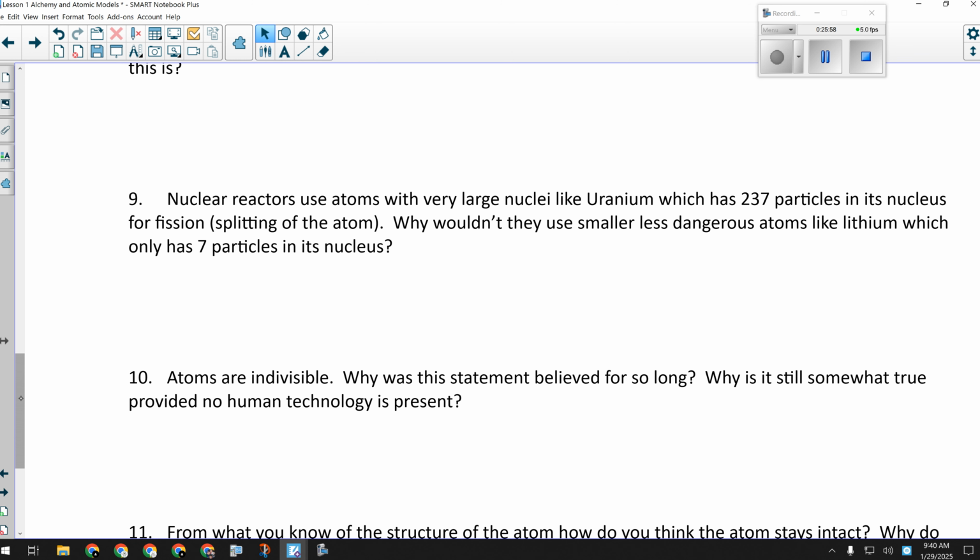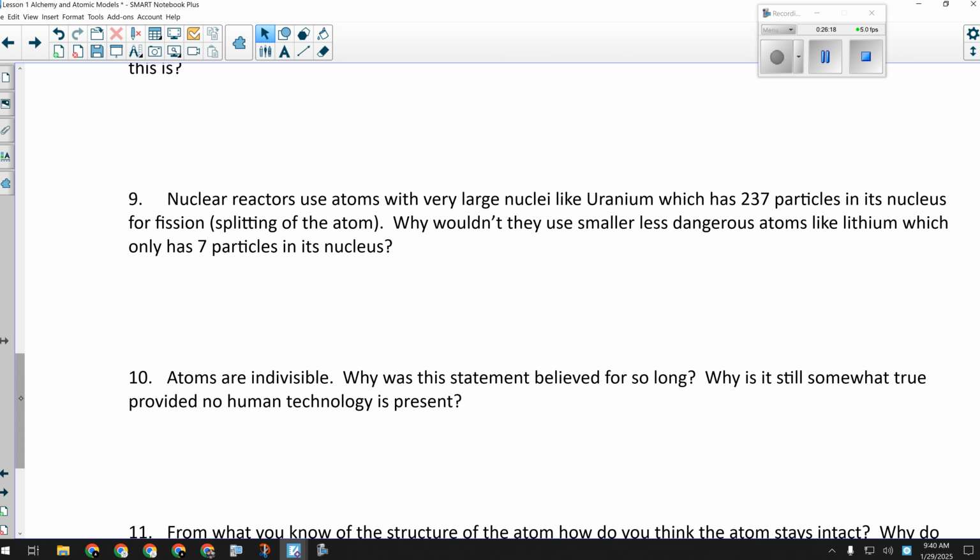You would definitely want to use a giant atom like uranium, that has 238 particles in the nucleus, versus an atom of lithium that has 7. You're going to have a much harder time hitting a lithium atom than a uranium atom.